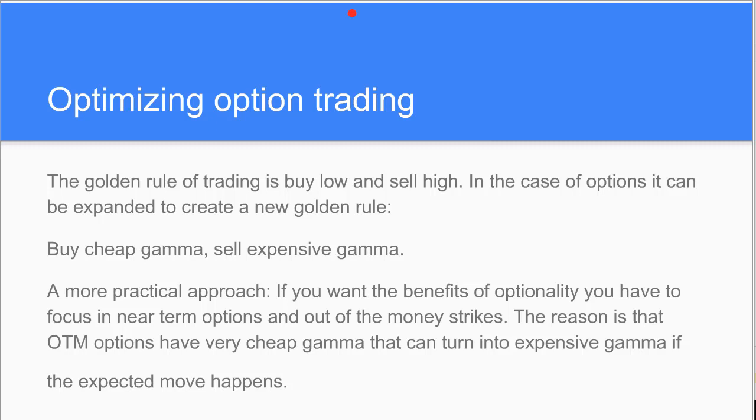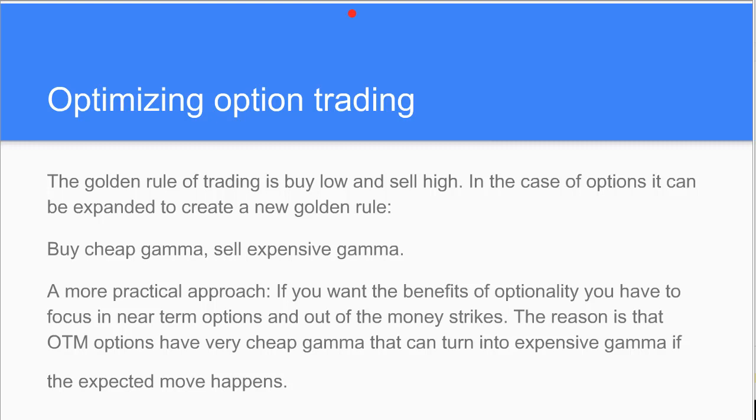Okay, now we're coming to the meat of the presentation. I have seen in the questions that you folks are getting it, and I'm glad. So okay, we know about gamma, we know all of these features that gamma has, how it behaves, how it relates to theta, how it relates to vega. Okay, now it's time to optimize.